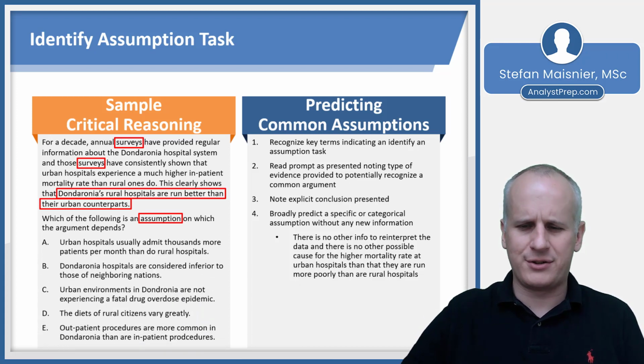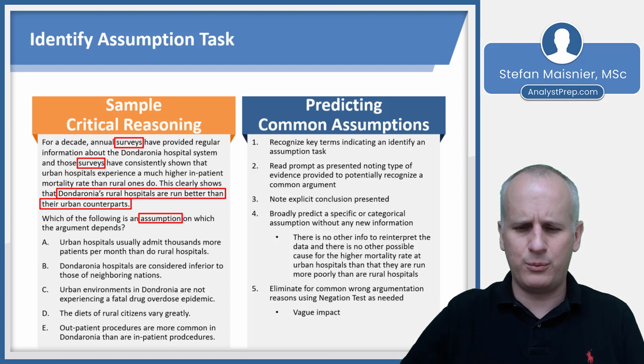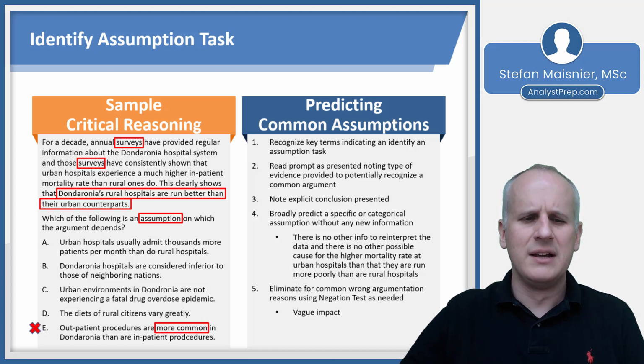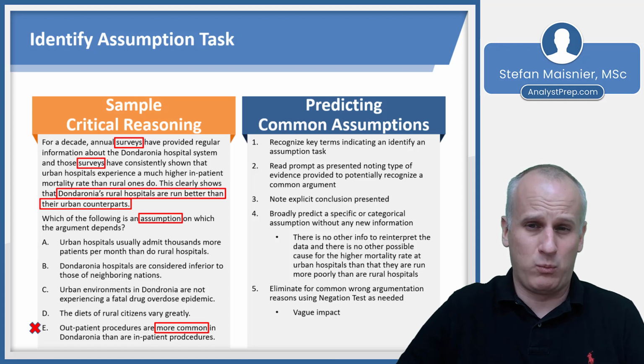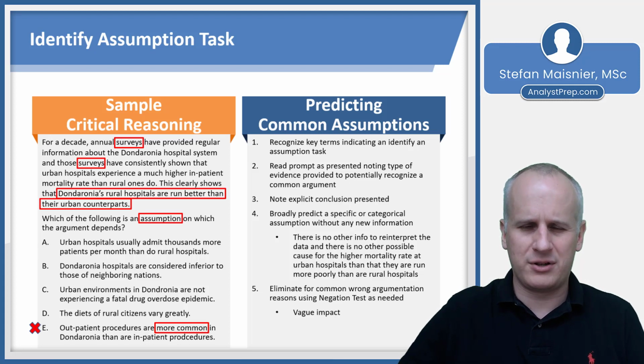So we introduce our answer choices. And as always, we look for our wrong common reasons, and we'll get to the negation test if necessary. So we start by eliminating answer choices that are vague, such as choice E, outpatient procedures are more common in Donderonia than are inpatient procedures. Well, okay. I mean, outpatient procedures, you kind of need some outside information, and more common could be just like 1% or 0.01% or 99%. There's way too much of a range of more common, so we can eliminate that pretty directly.